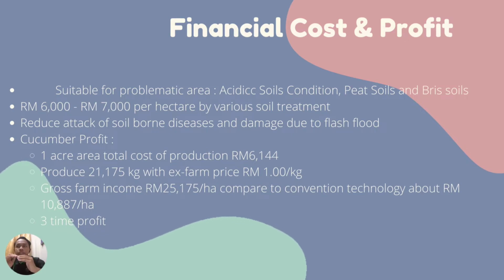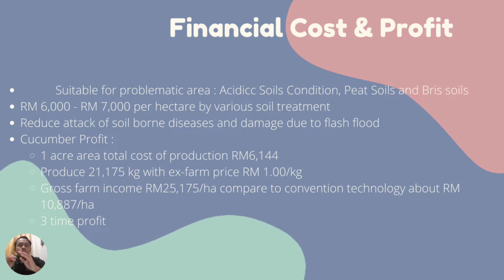This new hanging fertigation system is able to reduce attack of soil-borne disease and reduce damage due to flash flood. This simple technology is claimed to ensure farmers' net profit is more than 3 times in the case of growing a hectare of cucumber compared to those planted by conventional method.